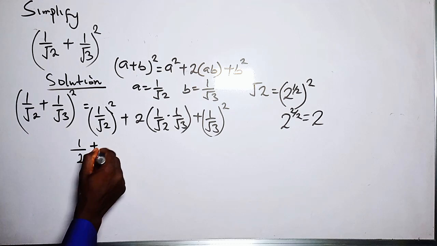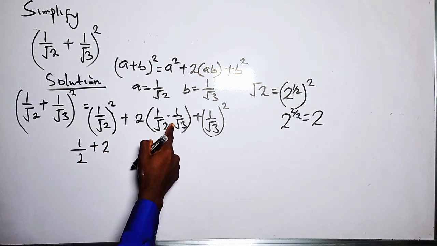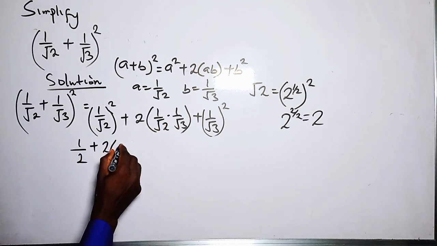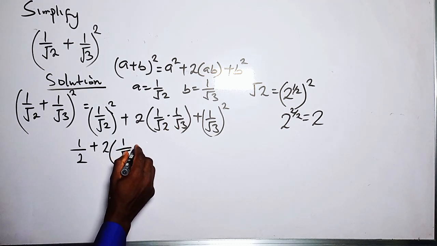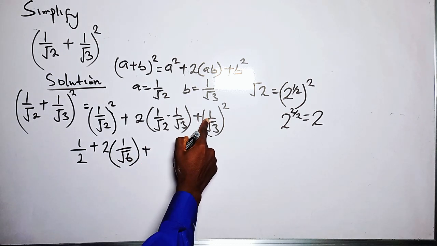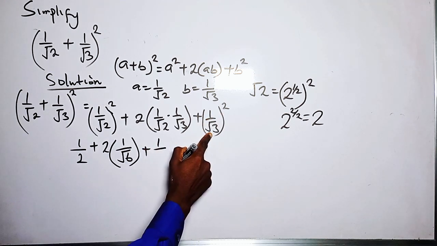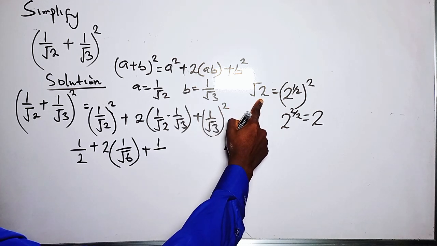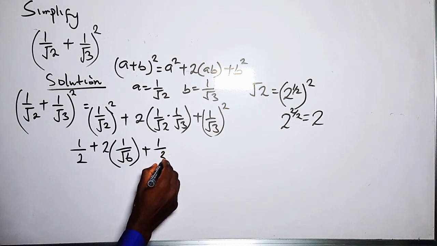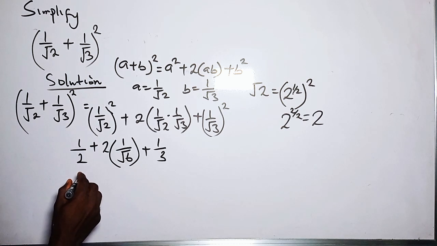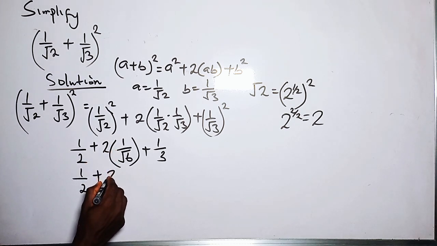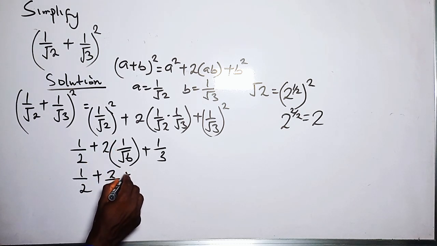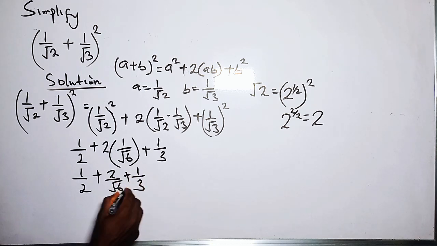Plus, here we have 2 multiplying the product. So we have 1 divided by, for root 2 times root 3, root 6, plus 1 squared, which is 1, and for root 3 squared, the same thing applies, so we have 3. So when you simplify further, we have 1 over 2 plus 2 times 1, which is 2 over root 6, plus 1 over 3.